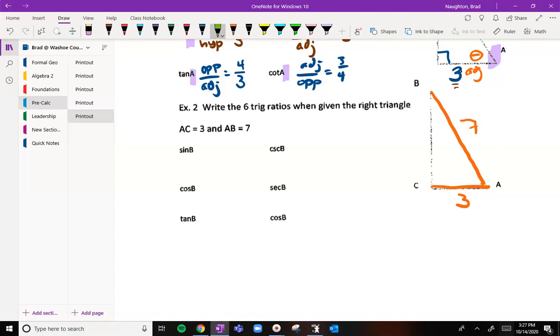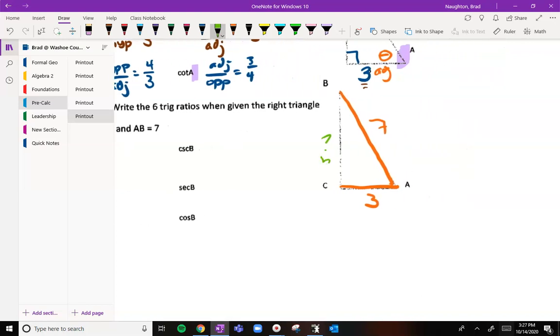So I'm in the same boat as I was before, I'm missing BC. So we're going to call this the B. It could be A or it could be B, doesn't matter. A squared plus B squared equals C squared. So 3 squared plus B squared is equal to 7 squared. So 9 plus B squared is equal to 49. So B squared is equal to 40. And then square root, boom, boom.